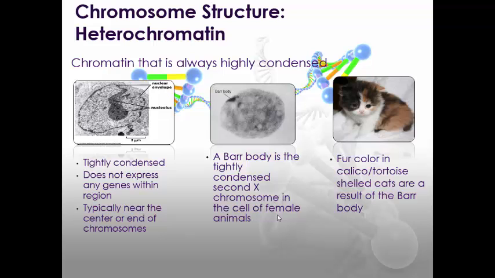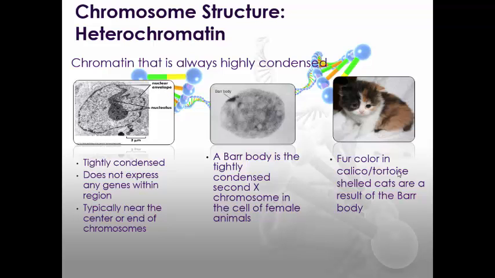An easy visual way to understand bar bodies is a calico or tortoiseshell cat. In this example, the gene coding for fur color in cats is located on the X chromosome. This means that female cats have the potential for 2 different fur colors. The cells will arbitrarily choose which of the X chromosomes to express and which to condense into heterochromatin. When cells randomly condense different X chromosomes, the different sections will create regions of fur that are orange and regions of fur that are black or white.